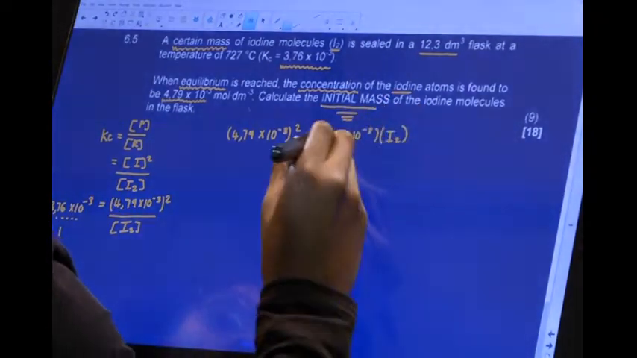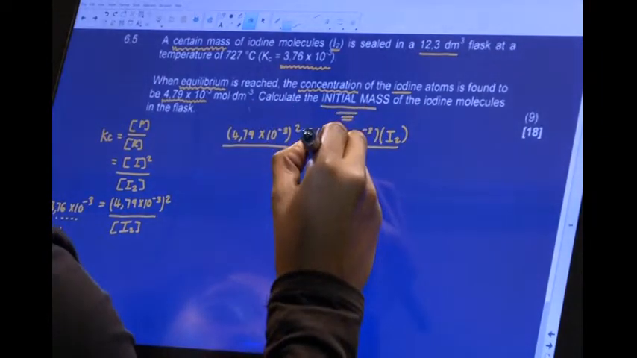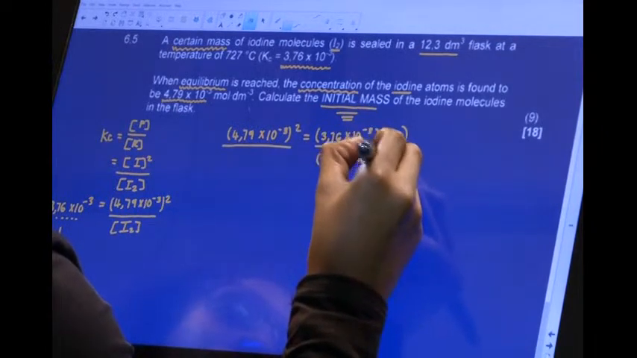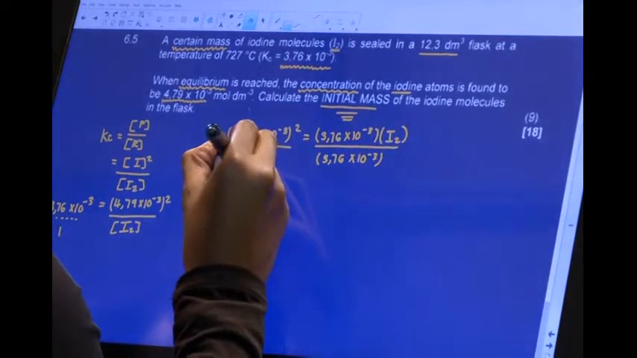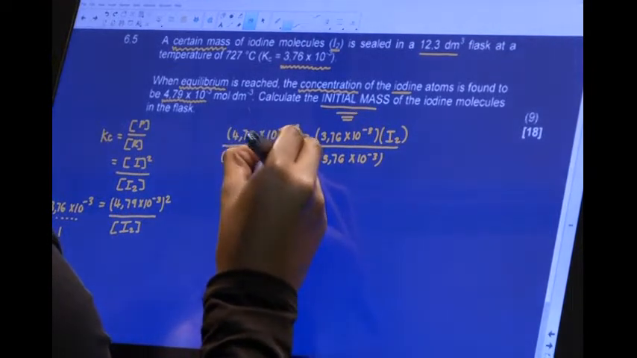I'm looking for I2 by itself, so I'm going to divide both sides by what's bothering the I2, which is 3.76 times 10 to the negative 3. What you do on the one side, you have to do on the other side, times 10 to the minus 3.